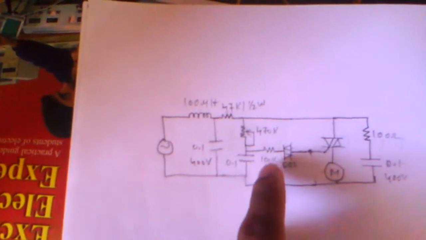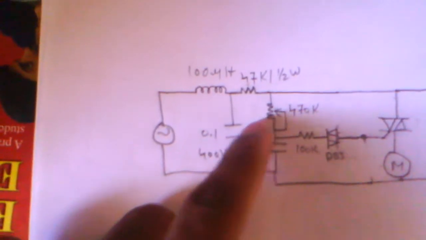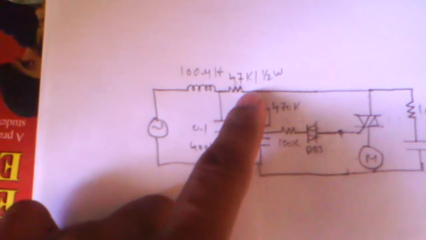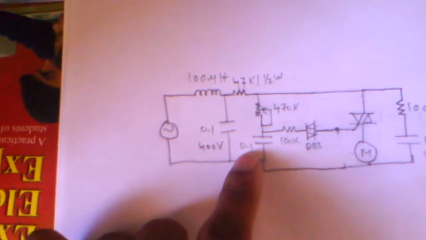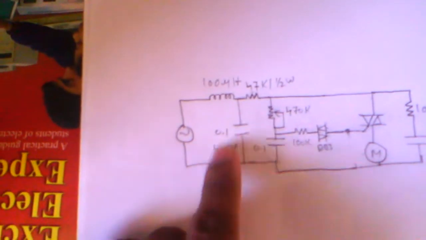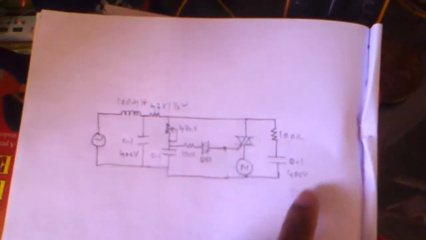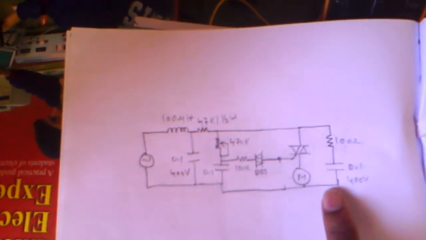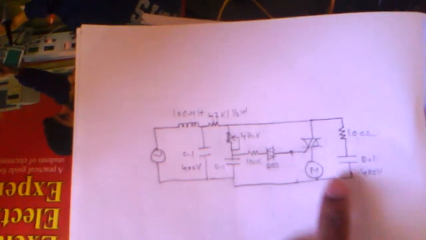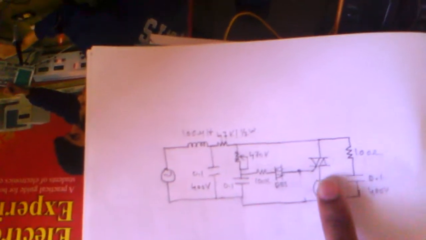BT136 Triac and a DB3 Diac and a 47K pot, and a protection diode, protection resistor, the 0.1 microfarad 400 volts capacitor, and a motor here. And this is the snubber circuit. So this snubber circuit will help this circuit, the main circuit here, work properly.